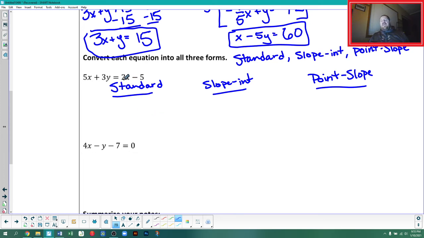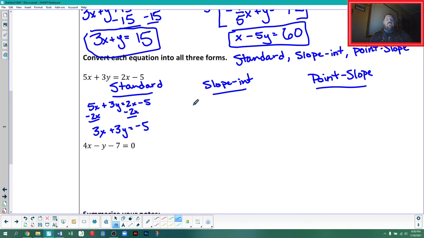To turn it into standard form, I just need x's and y's on the same side, and I need them to equal a number. So the way I'm going to handle that is, I guess I'll rewrite it every time too. That's going to cut down a little bit on the room that I have, but to do that here, I'm just going to subtract 2x from both sides. Okay. Subtracting 2x on both sides gives me 3x plus 3y equals -5. And we're done.